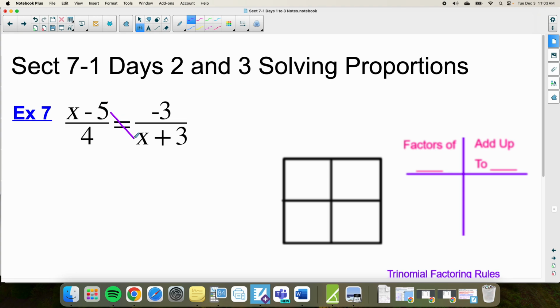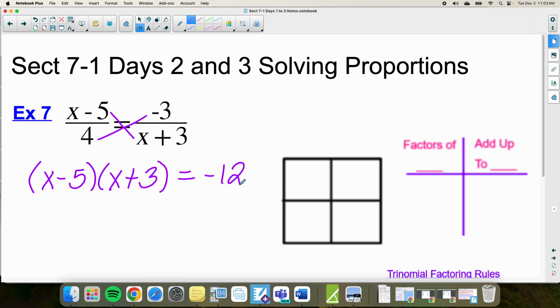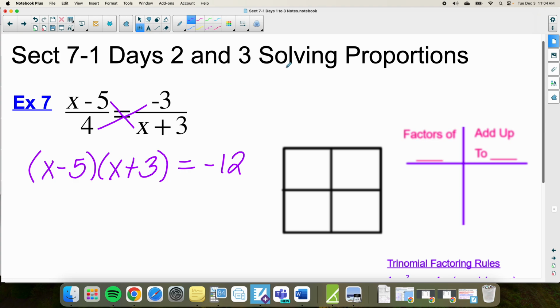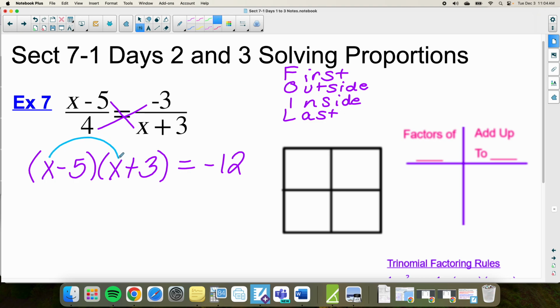So we're gonna multiply these two. So we have x minus 5 times x plus 3 equals 4 times a negative 3 is negative 12, okay? Then what we're gonna do is FOIL. And if you guys remember FOIL, it's first, outside, inside, and last.